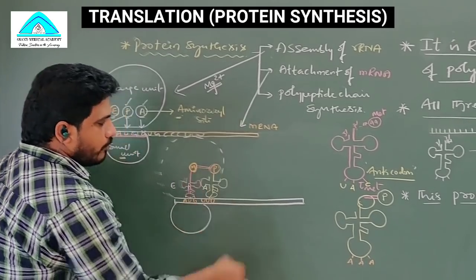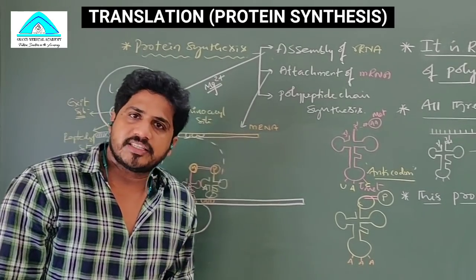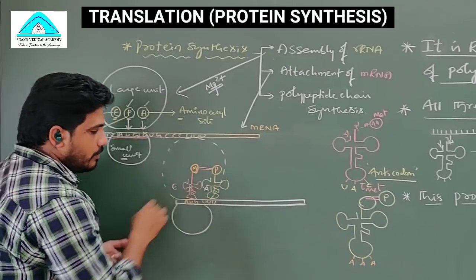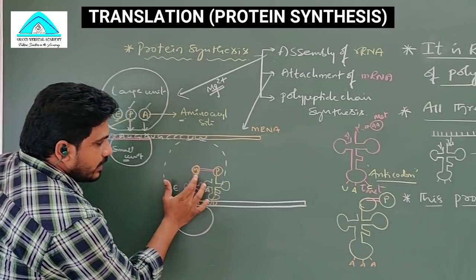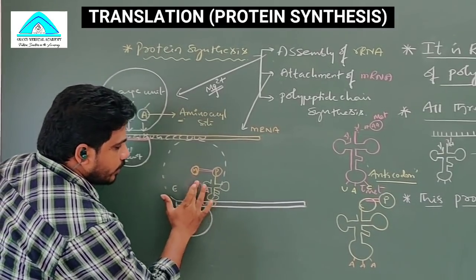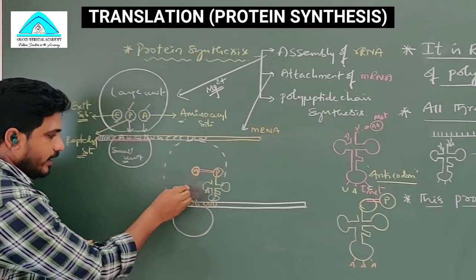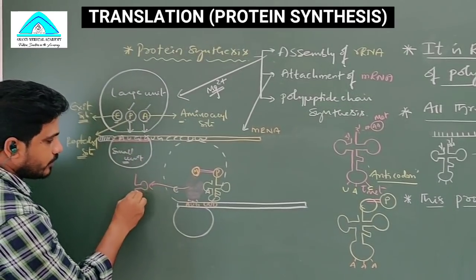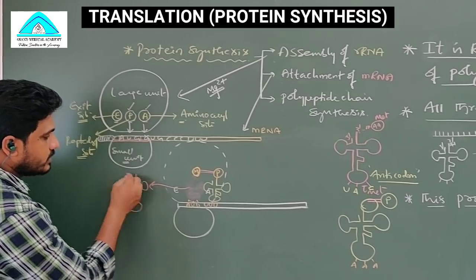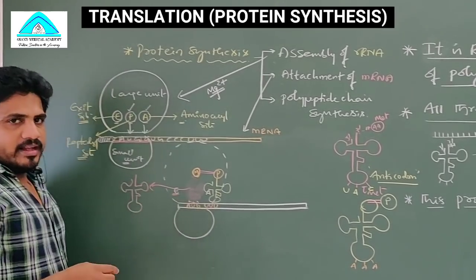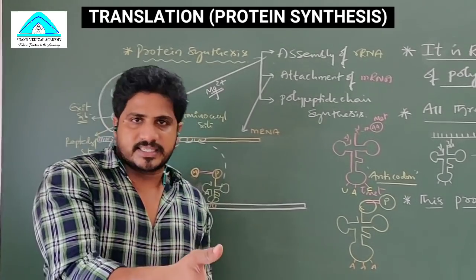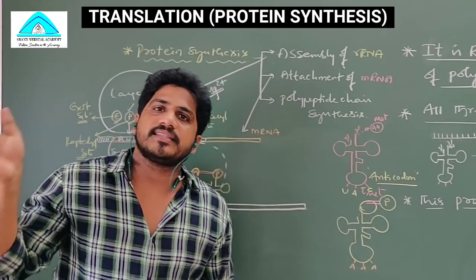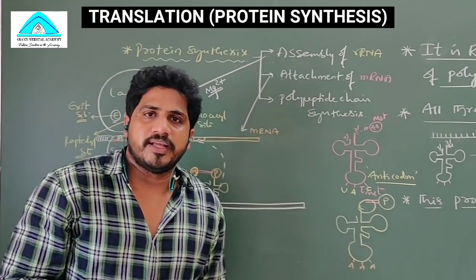Once the two tRNAs are added side by side, then with the help of site P, a peptide bond will form between the two adjacent amino acids. Once the peptide bond is formed, this first tRNA which brought the amino acid will be released out by site E. That's why site E is called the exit site. It helps to release the tRNA once the peptide bond is formed.